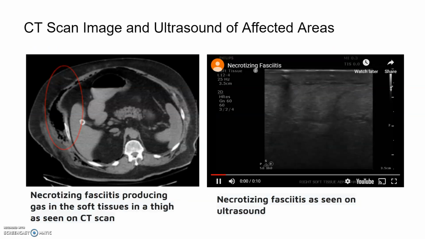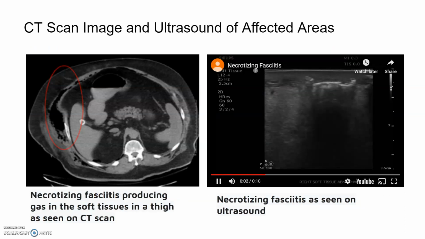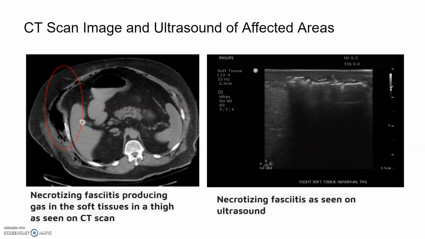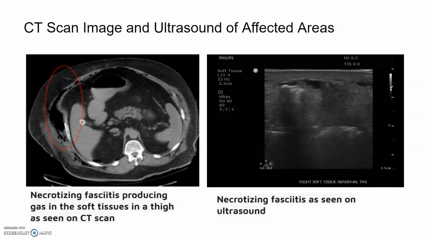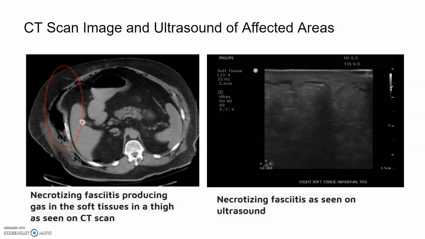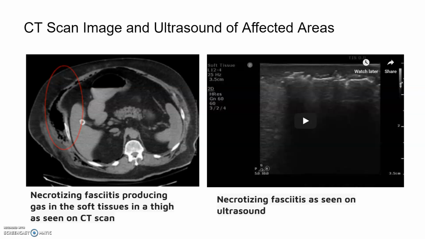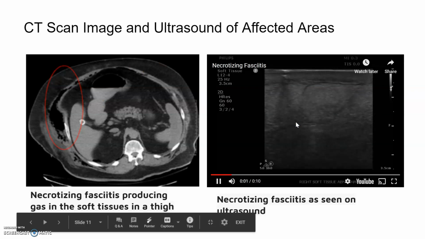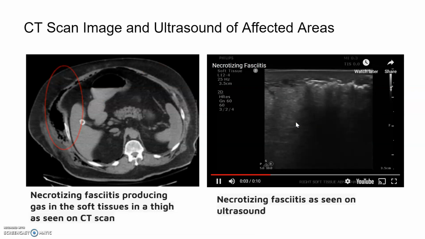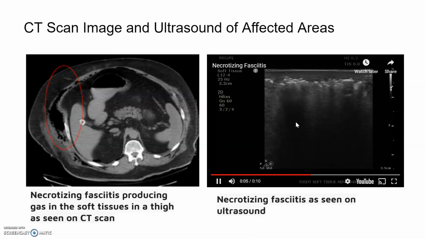So this slide shows a CT scan image and an ultrasound image of affected areas. The first image is a CT scan image of a thigh affected by NF, and the red circled area shows the fascia producing gas, which is a symptom of NF. The other image is an ultrasound of an area affected by NF.